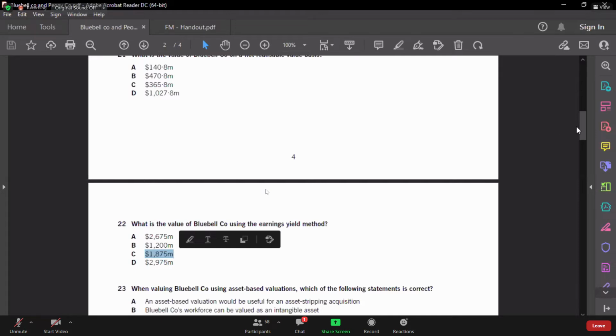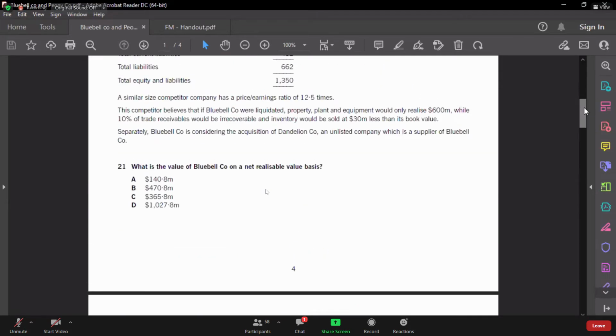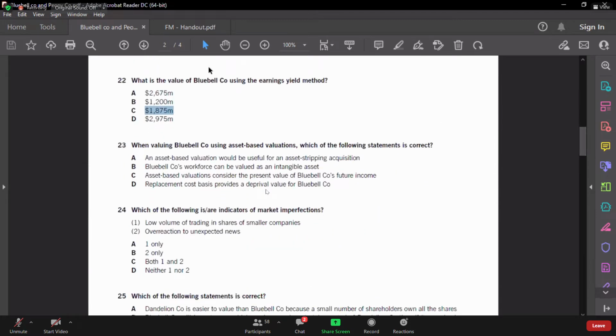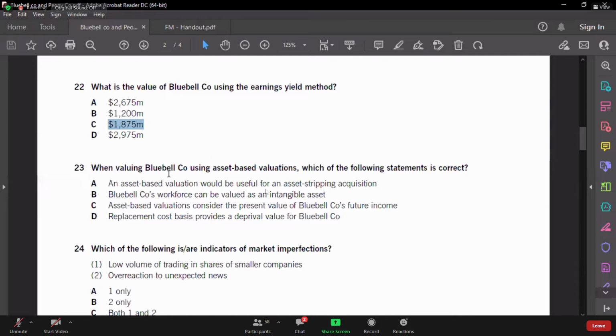Did everyone get 1875? You all need to know the formula for the earnings yield method. It is nothing but the inverse of the PE ratio. So it was quite simple. Then comes your C, 23 part. It's a theory question, okay. When valuing Blue Bell company using asset-based valuation, which of the following statements is correct?